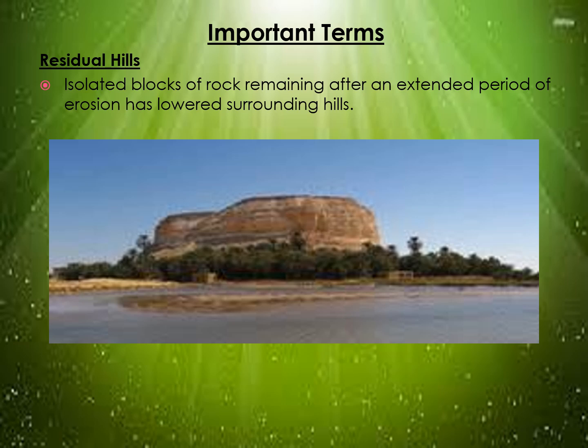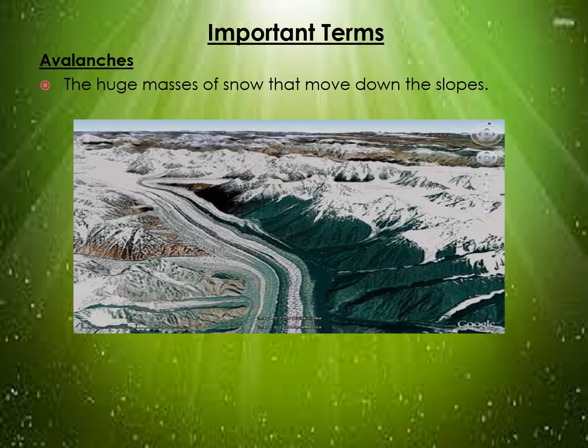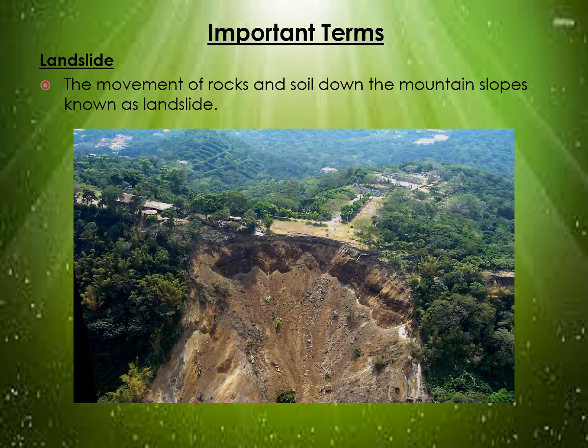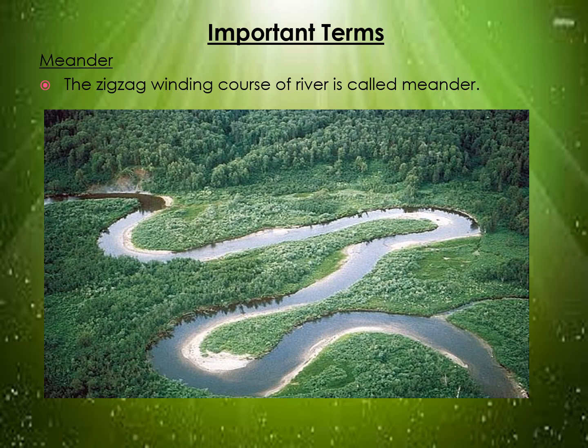Then we have avalanches, the huge masses of snow that move down the slopes, and these are called avalanches. Then what is a landslide? You can clearly see in the picture the movement of rocks and soil down the mountain slopes, known as a landslide. Then what is a meander? A zigzag winding course of a river is called a meander. Like this, the river is going in a zigzag manner.